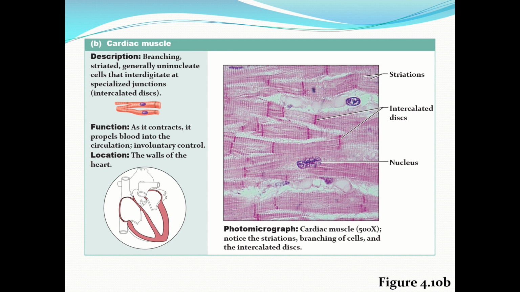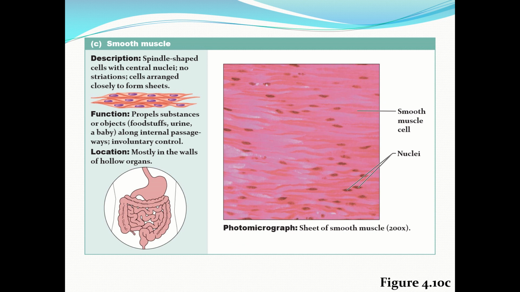Another thing you'll notice about cardiac muscle is there aren't as many nuclei. It's not a multinucleated cell because the cells themselves will be smaller. So there's one nucleus per cell, maybe two at most.